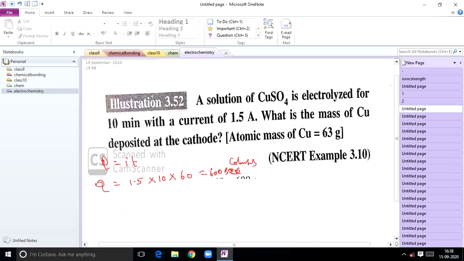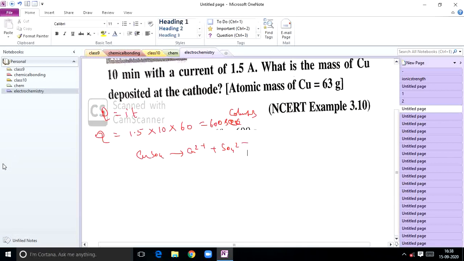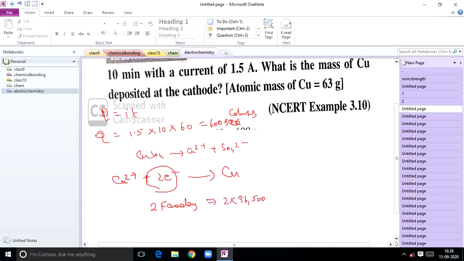According to the equation, copper sulfate splits: CuSO4 gives rise to Cu2+ plus SO4 2-, right? Now the redox reaction: Cu2+ plus 2 electrons gives rise to Cu. So 2 moles of electrons means 2 Faraday is required. 2 Faraday means 2 into 96,500 coulombs of electricity is required in order to deposit 1 mole of copper, as per the equation, 63.5 grams of copper.